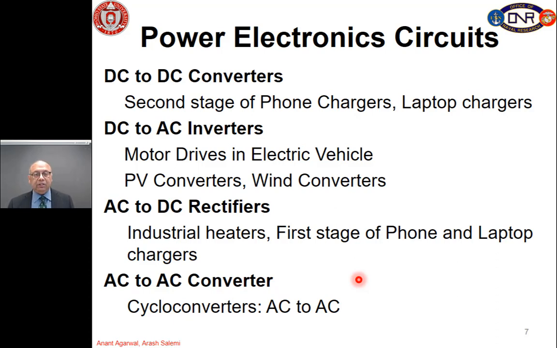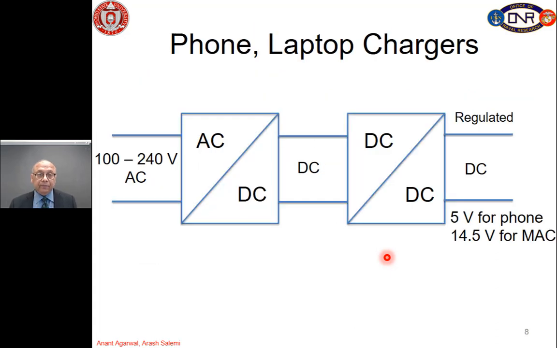But generally DC to DC are very common, DC to AC inverters are very common, and of course AC to DC rectifiers we see in industrial heaters and also the first stage of phone and laptop chargers. So, we will look at some of these examples where these devices are used.